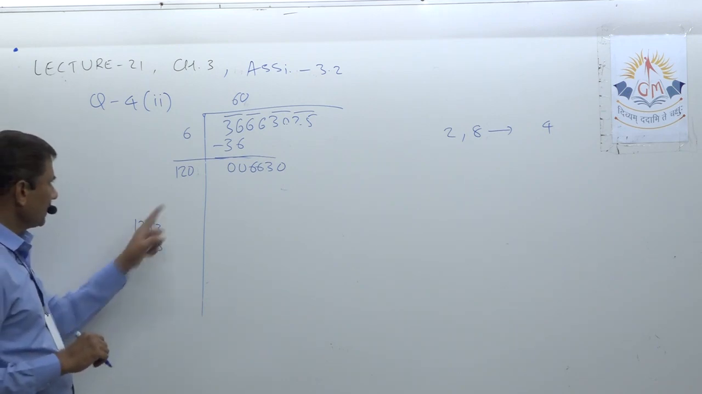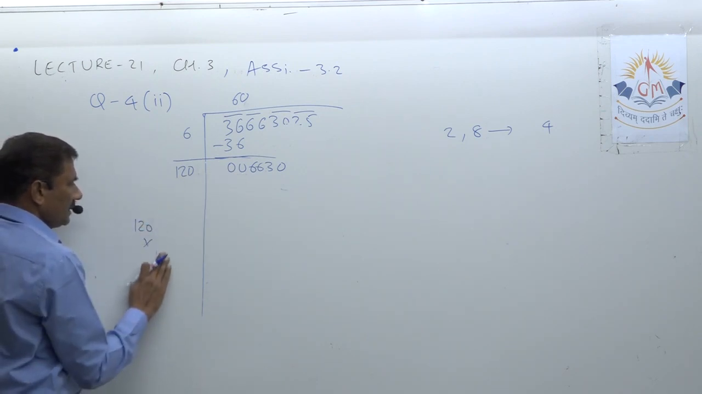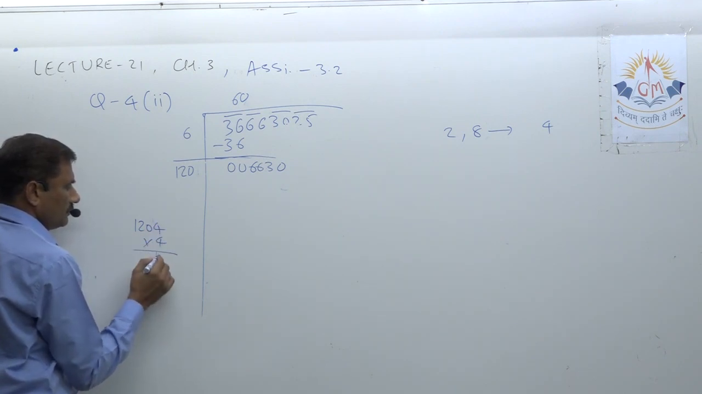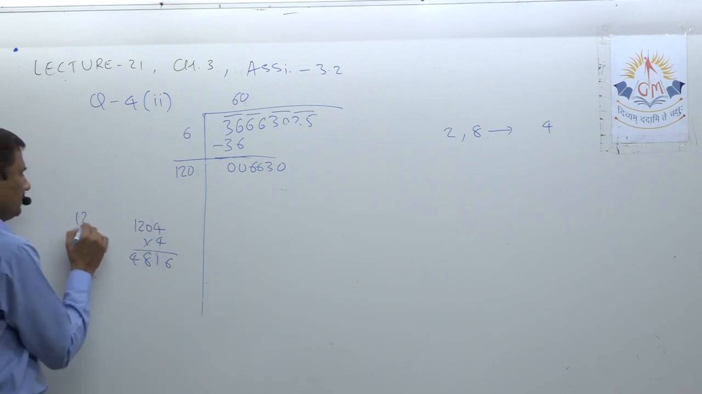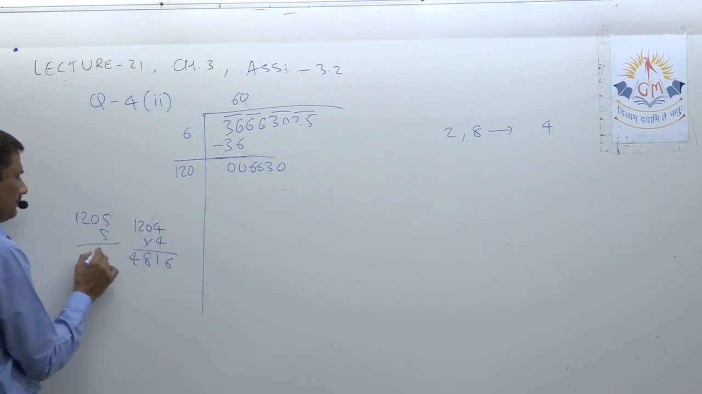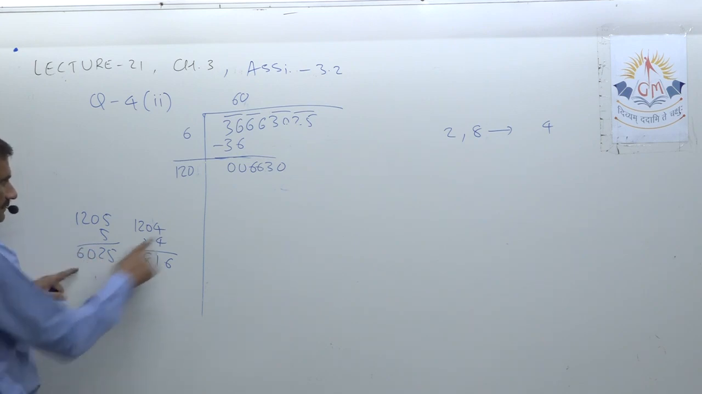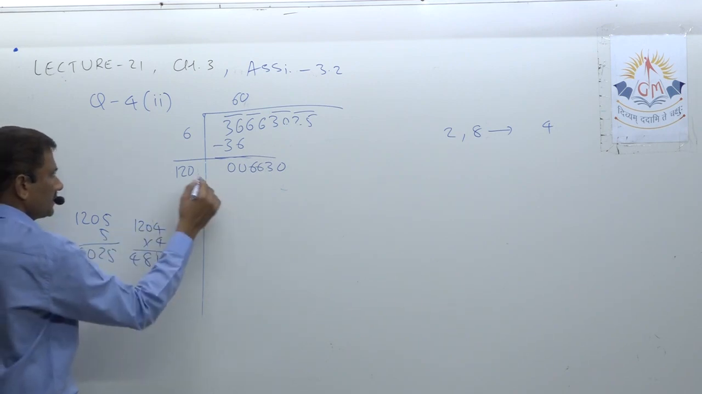Okay, but it is somewhat bigger. So let's jump directly to 4. 1204 into 4: 4 4s are 16, 4 2s are quite less. So look for 5: 1205 into 5, 5 5s are 25, 5 2s are 10, 660 to 5. I think we have reached quite close to that one, so we just stop here.